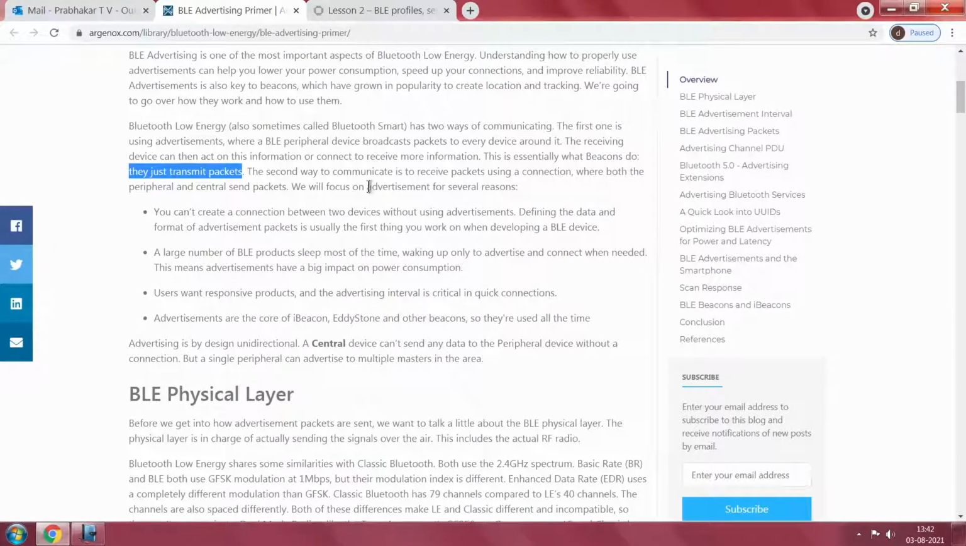Now, the advertisement itself, there are two types, right. One is you do an advertisement because you want to do a connection, and you can also do an advertisement because you do not want to connect, but essentially they become beacons. And one such industry standard is the iBeacon, Apple iBeacon, Eddystone and so on. These are all beacon types.